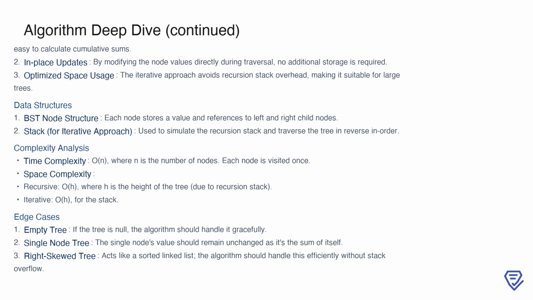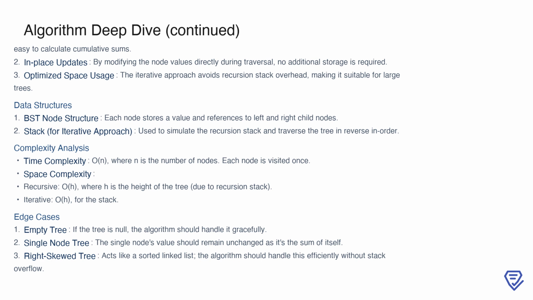Another key insight is that we update the node values in place. This means the transformation is done directly on the original tree, avoiding the need for extra storage. For scenarios where recursion depth might be a limitation, the iterative approach provides an alternative that uses a stack to manage the traversal explicitly. This reduces the risk of stack overflow while maintaining the same time complexity.